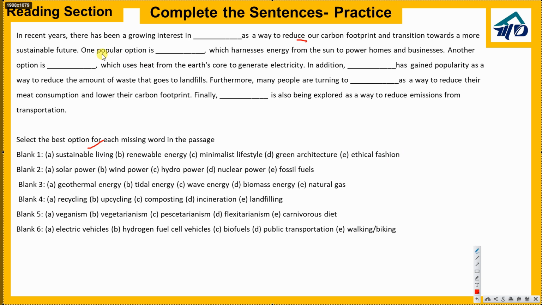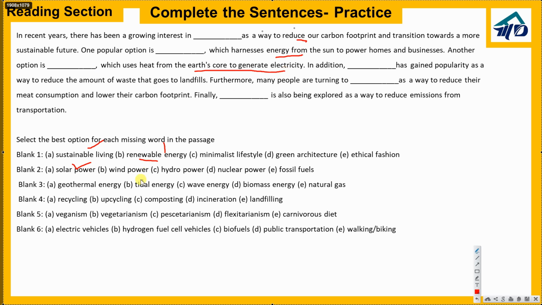Then let's read the other one. One popular option is dash, which harnesses energy from the sun. Okay, I got renewable energy, so this is my first blank. One popular option is dash, which harnesses energy from the sun. You should not be confused: solar power. Another option is dash, which uses heat from Earth's core to generate electricity.